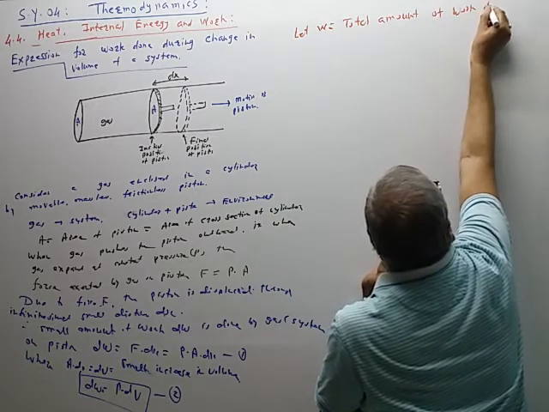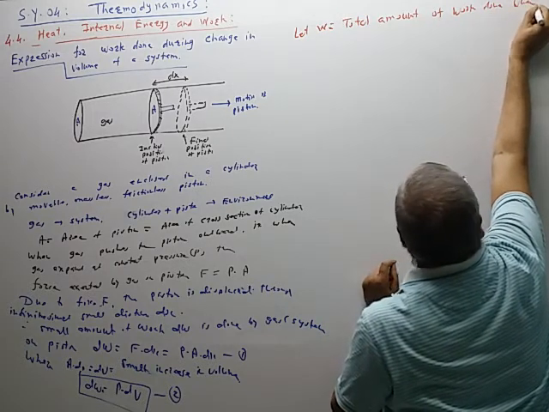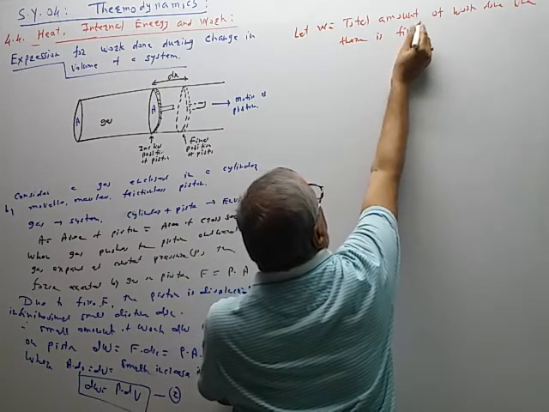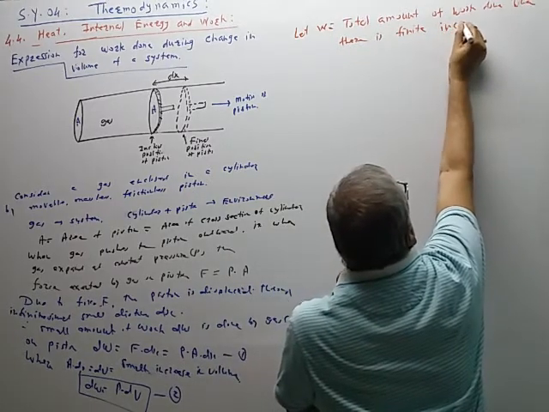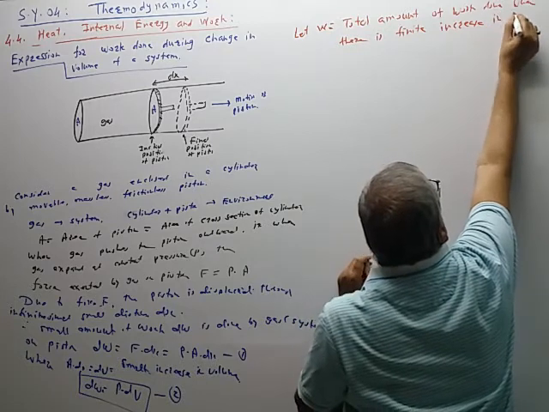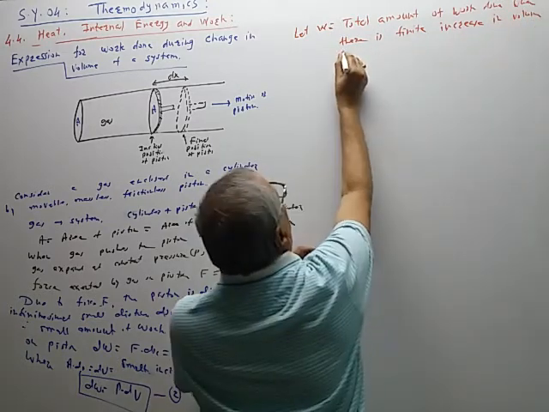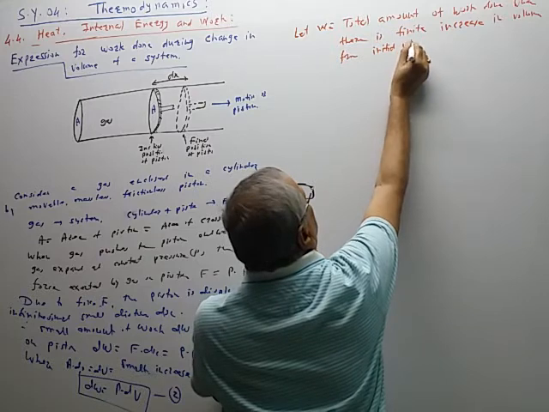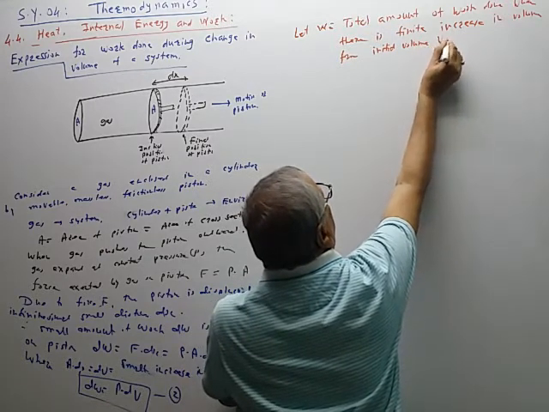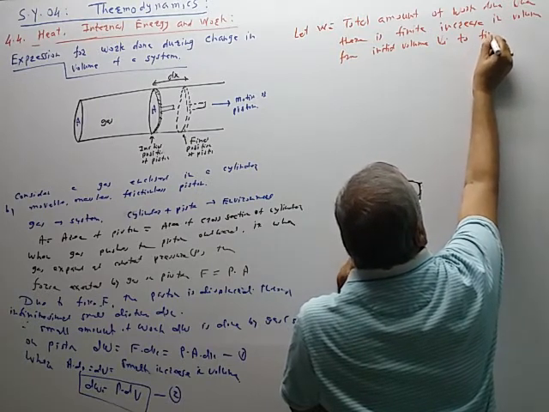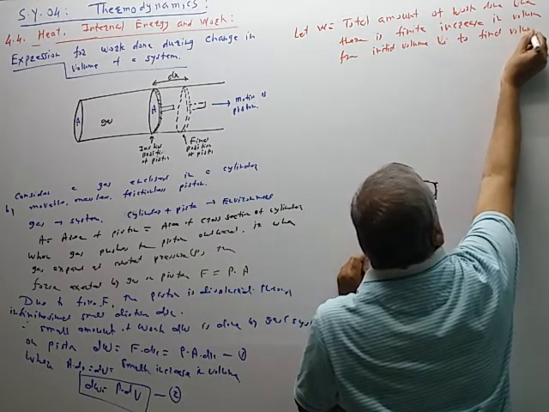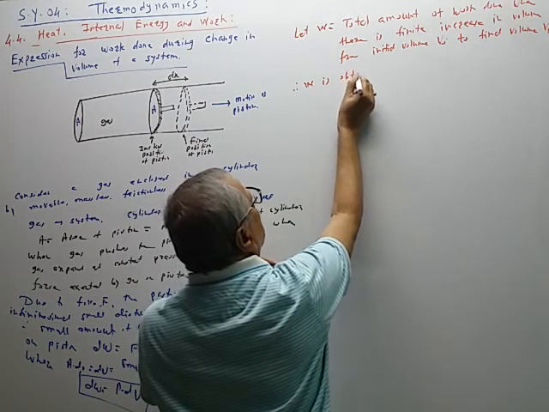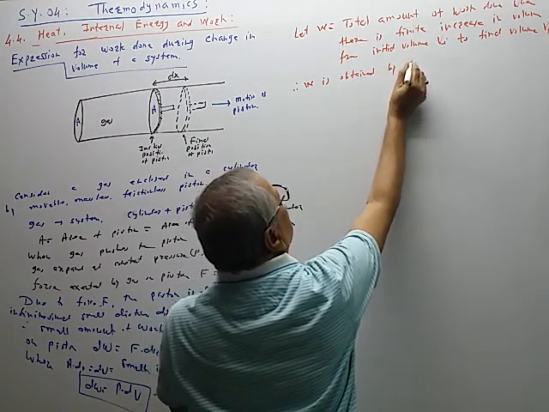Total amount of work done when there is a finite increase in volume from initial volume Vi to final volume Vf. Then W is obtained by integrating this equation.